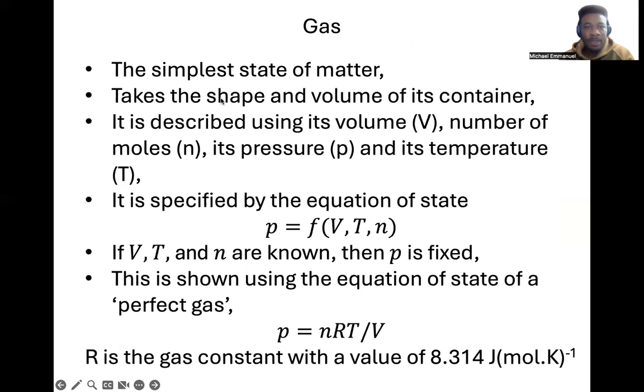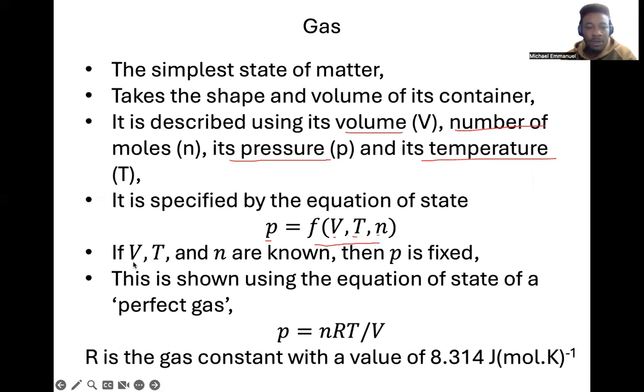Gases are the simplest states of matter. They take the shape and volume of their container, and they are described using the following properties: the volume, the number of moles, the pressure, and the temperature of that gas. And it is specified by the equation of state, where the pressure is a function of the volume, the temperature, and the number of moles.